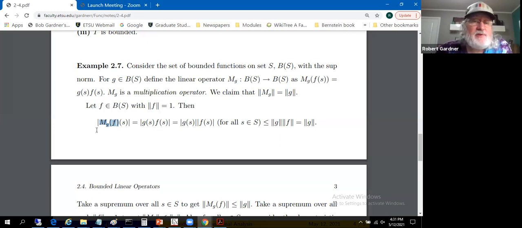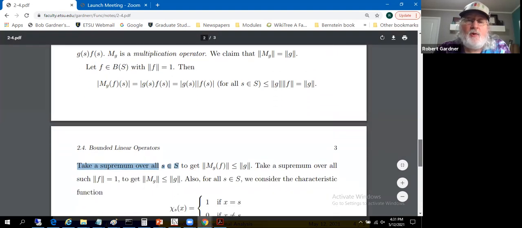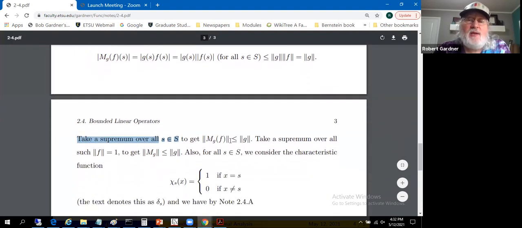So we simply take the absolute value of that thing evaluated at s and take a supremum over all s in set S. You take a sup of this collection of real numbers as s ranges over that set capital S. They're always bounded above by the norm of g. So when you take the supremum, you get something bounded above by the norm of g. Also, when you take a supremum, you get the norm of the highlighted thing. That is, you get the norm of m sub g of f.